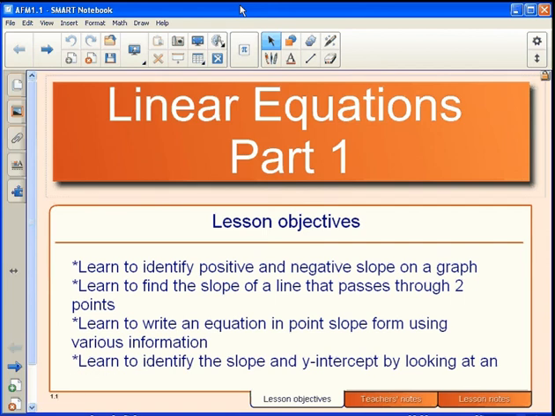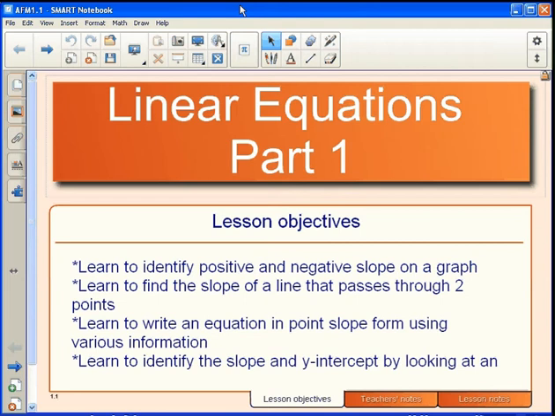Linear equations, part 1. We're going to learn 4 different things in this part. First, to identify positive and negative slopes on a graph. Second, learn how to find the slope of a line that passes through 2 points, or in other words, to find the slope given 2 points.